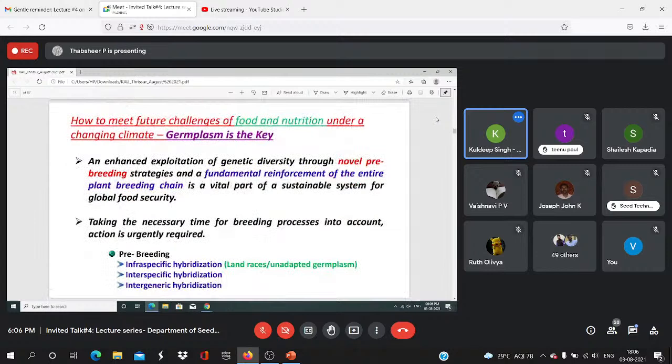Here again, we have the same resolve: for doing all these things, genetic resources will be key. Can I go to the next slide, please? Next slide.